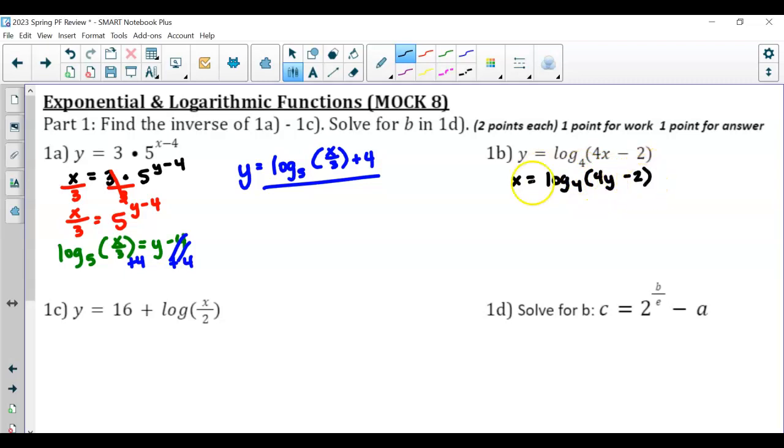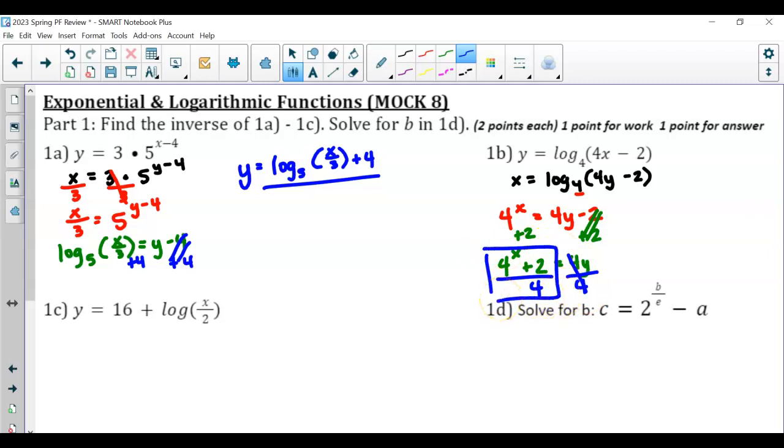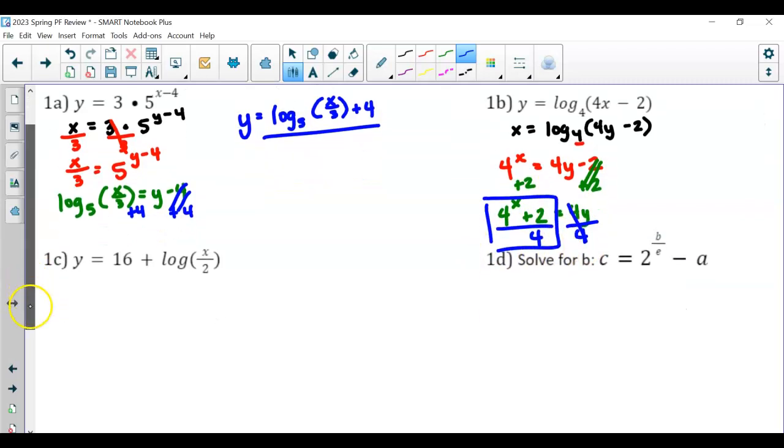And notice how we're starting with a log, so we need to end up with an exponential. Well, the log is already by itself, so now we can convert it with a base of 4. So 4 to the x power is equal to 4y minus 2. Now notice to solve for y, it's like we have a two-step here. So we need to add 2 first to both sides. Always add or subtract. So we have 4 to the x plus 2 is equal to 4y. Then now you can divide both sides by 4. So notice our inverse function is here, 4 to the x plus 2, then divided by 4.